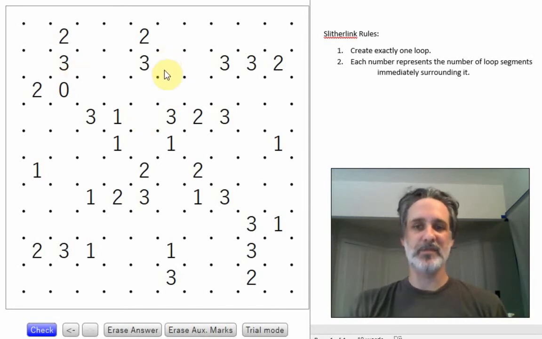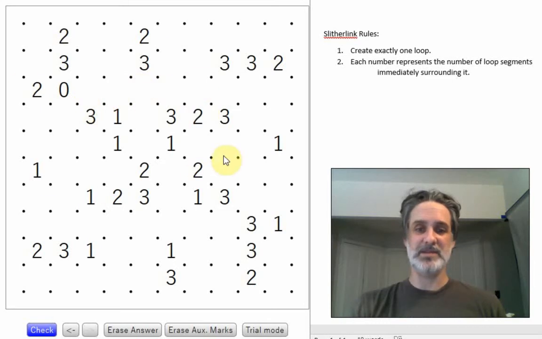So Slitherlink, the rules are pretty basic. Create exactly one loop, and each number represents the number of loop segments immediately surrounding it. So create one loop. Can't have anything like this, because that would be two loops. Additionally, there have to be exactly the number of loop segments surrounding the particular number. So this one has to have 3. It might be like this, or it might be like this. We don't know as of yet because we haven't solved the puzzle yet. So that's it. That's all we need to start solving these types of puzzles.